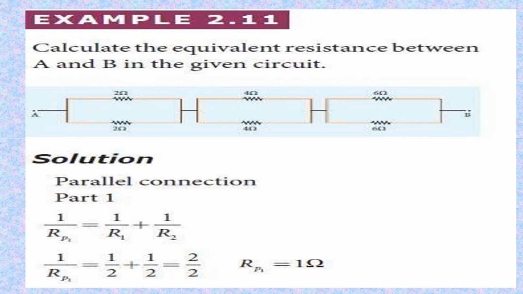Here is another example: calculate the equivalent resistance between A and B in the given circuit. You can see in the solution that we are going to solve it in parts. Part 1 consists of 2 ohms and 2 ohms that are both in parallel arrangement. So again, here we will first find 1 over Rp, or Rp1, that would be equal to 1 ohm.